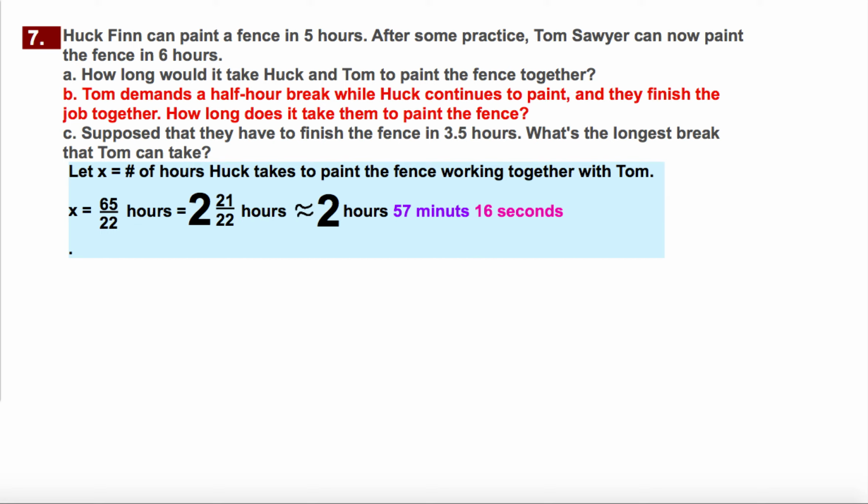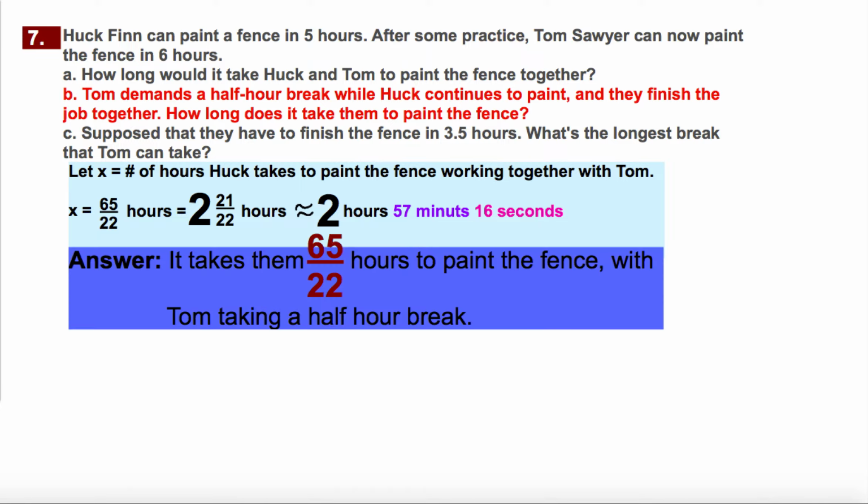So x equals 65 over 22 hours, which is equal to 2 and 21/22 hours, which is approximately 2 hours, 57 minutes, and 16 seconds. Thus, the answer is it takes them 65 over 22 hours to paint the fence, with Tom taking a half-hour break.